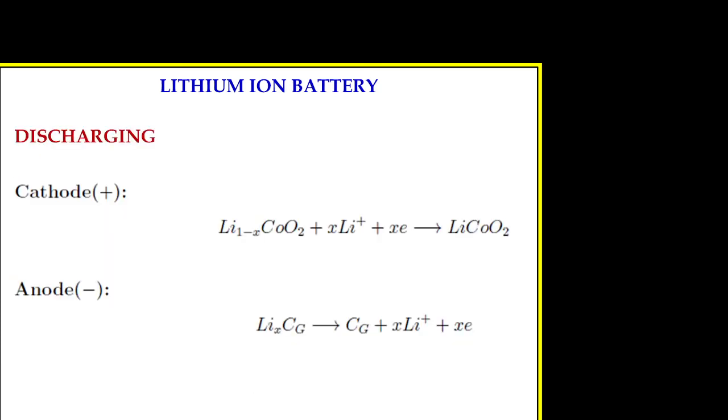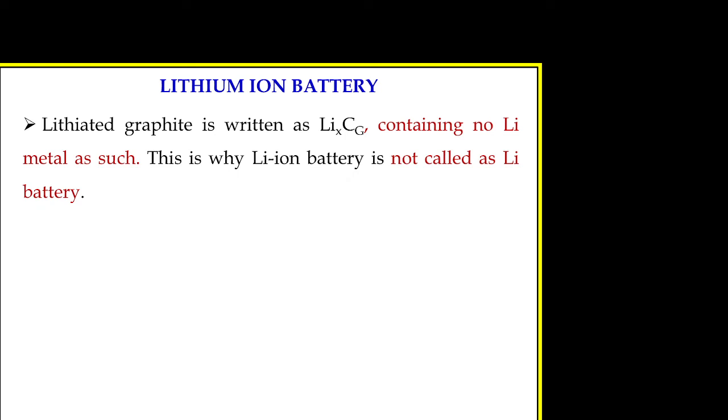One important thing is that lithiated graphite is written as LixCg and contains no lithium metal as such. There is no lithium metal here. That's why a lithium ion battery is not called a lithium battery. Lithium metal is not there, only lithium ions. Lithium atoms are inserted between the lattice layers. There is no lithium metal.